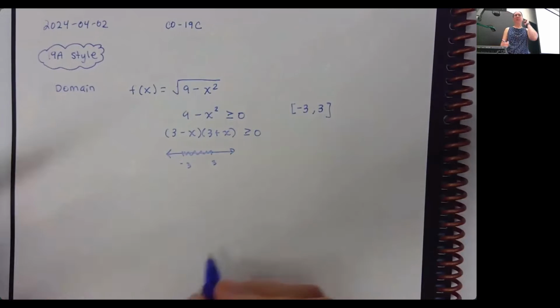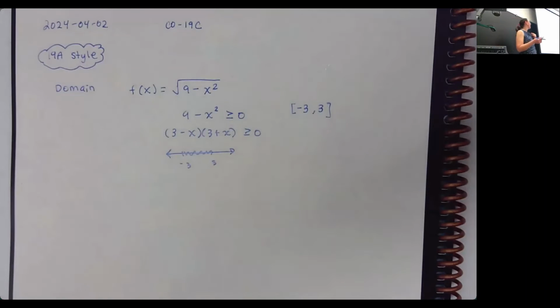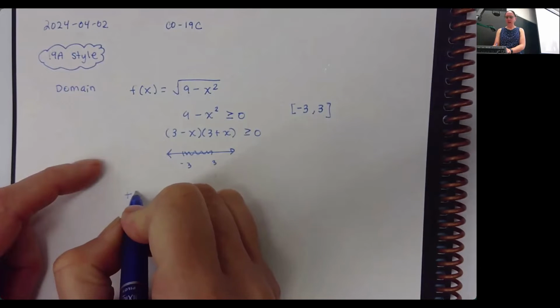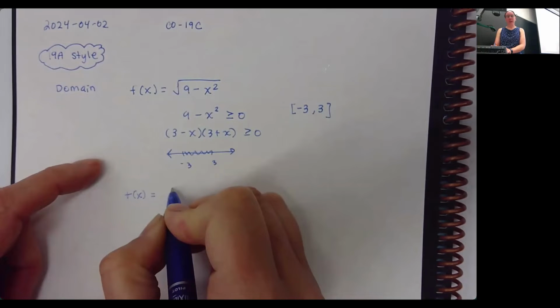And then just other things that can go wrong with domain. In 19A style, there were really only 3 things that could go wrong. And the same 3 things are all that can go wrong in 19C. So I can't have a negative under the square root. I can't divide by 0.